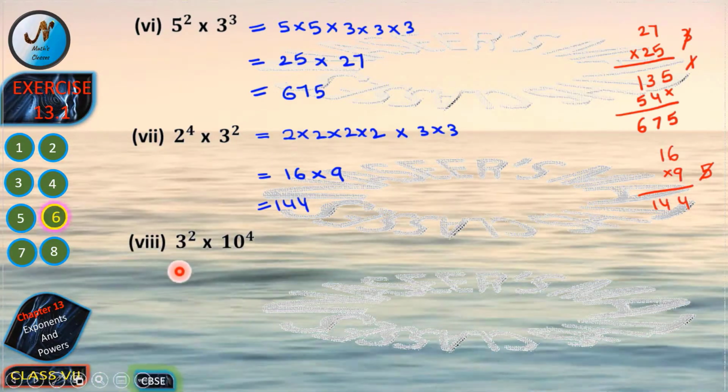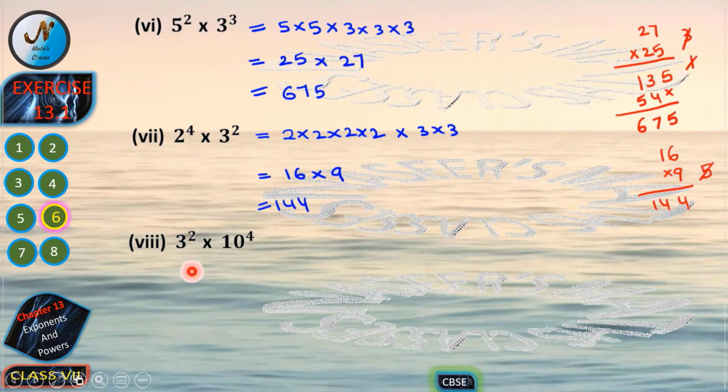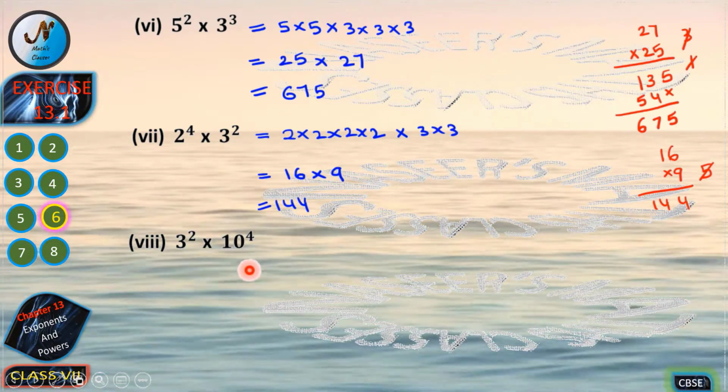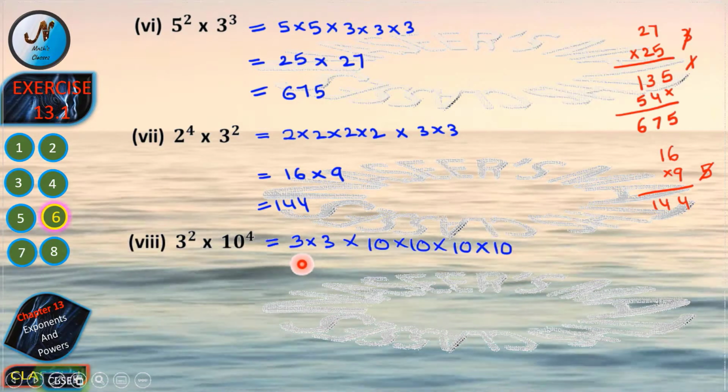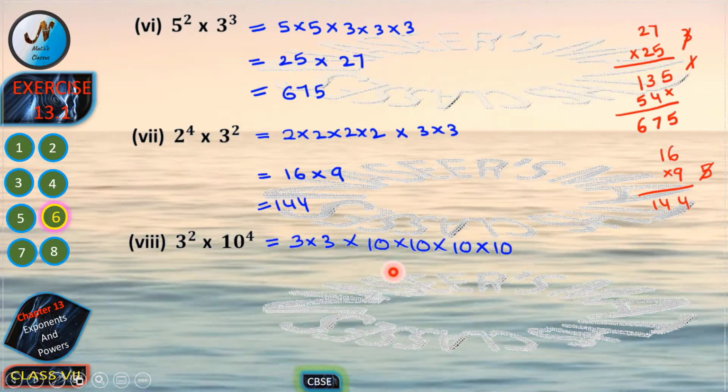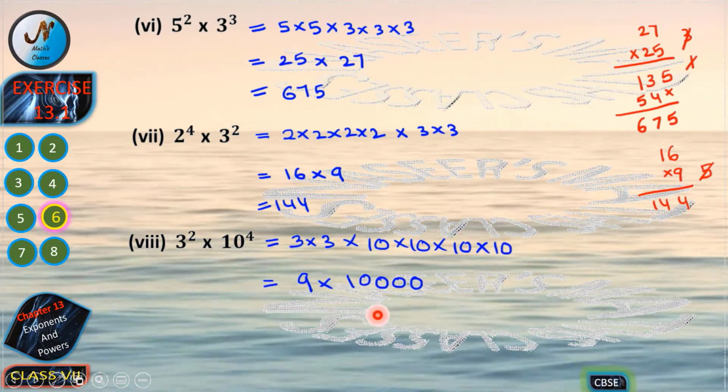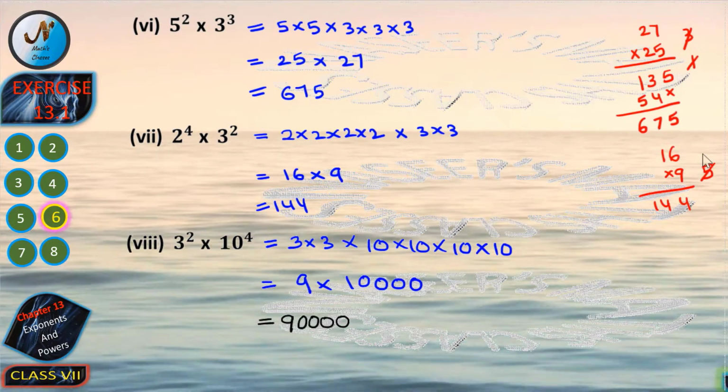Next, eighth one 3 square into 10 power 4. 3 square means 3 multiplied 2 times and 10 power 4 means 10 multiplied 4 times. So it is written as 3 2 times multiplied into 10 multiplied 4 times, which is equal to 9 into 10,000, which is equal to 90,000.